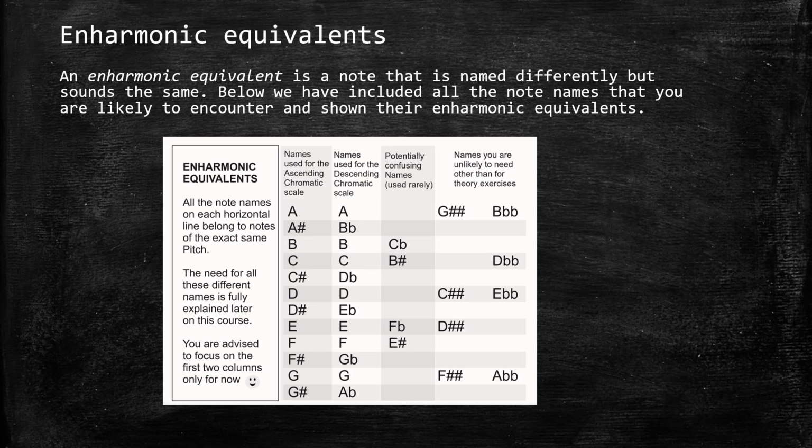Enharmonic equivalence. An enharmonic equivalent is a note that is named differently but sounds the same. Below, we've included all the note names that you're likely to encounter and shown their enharmonic equivalents.